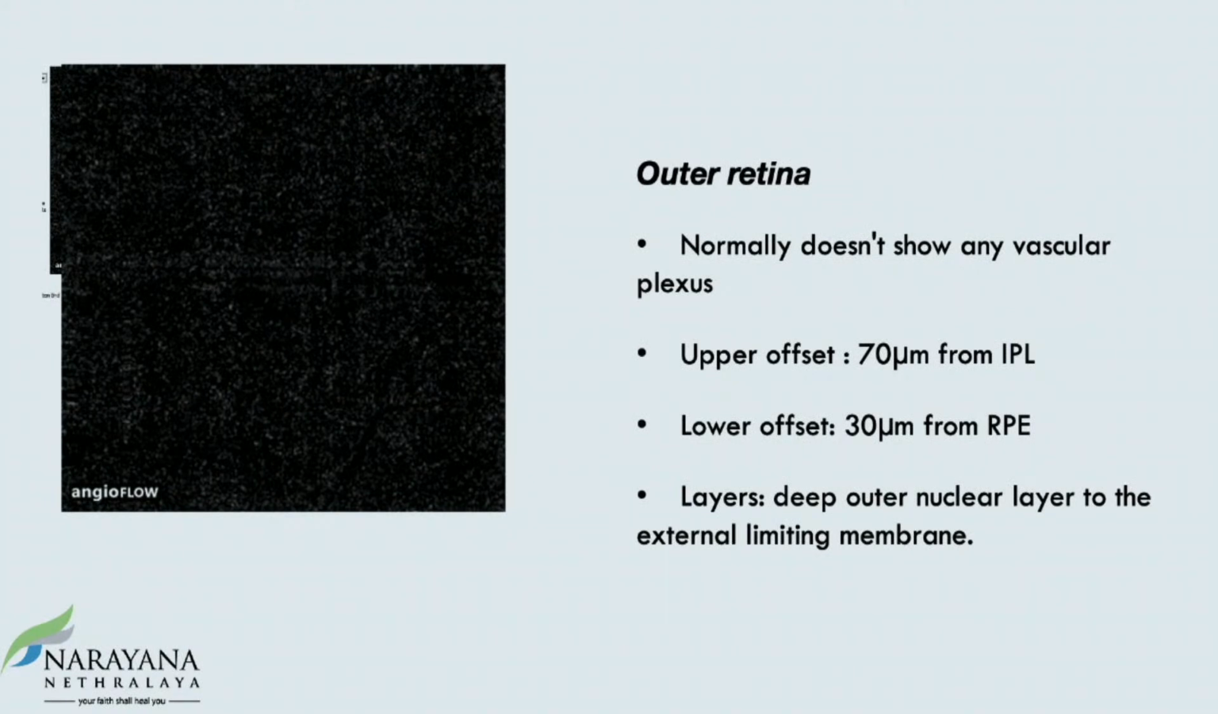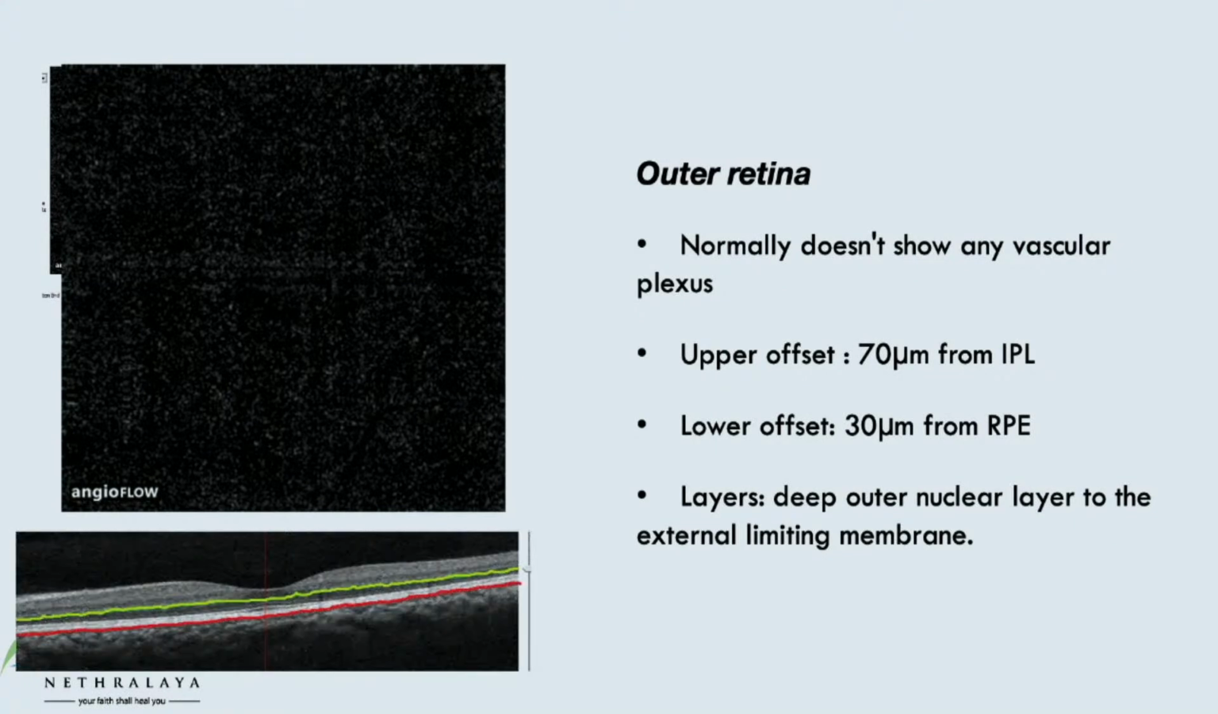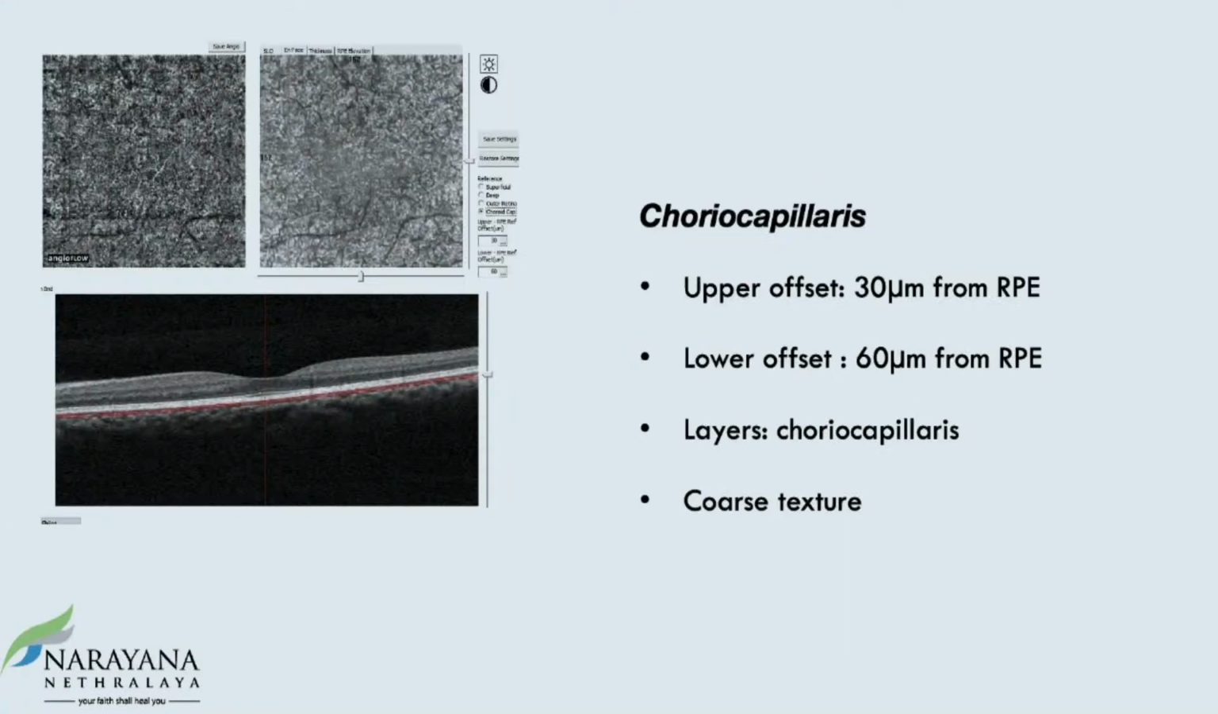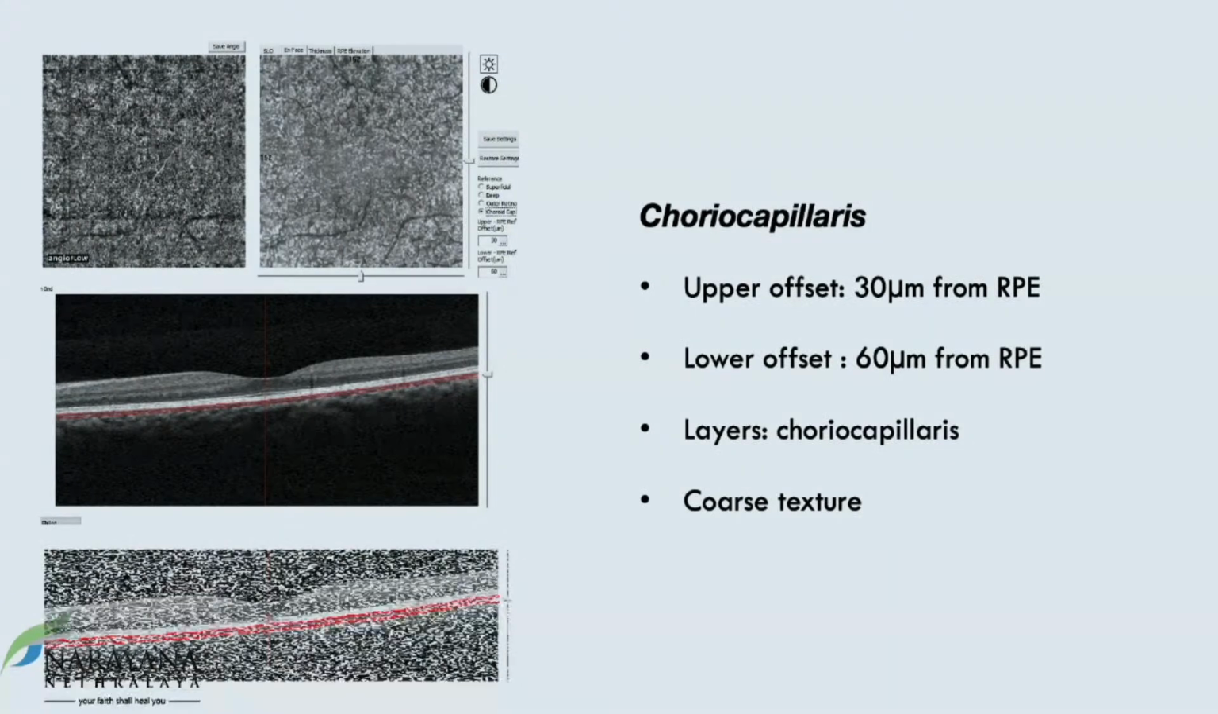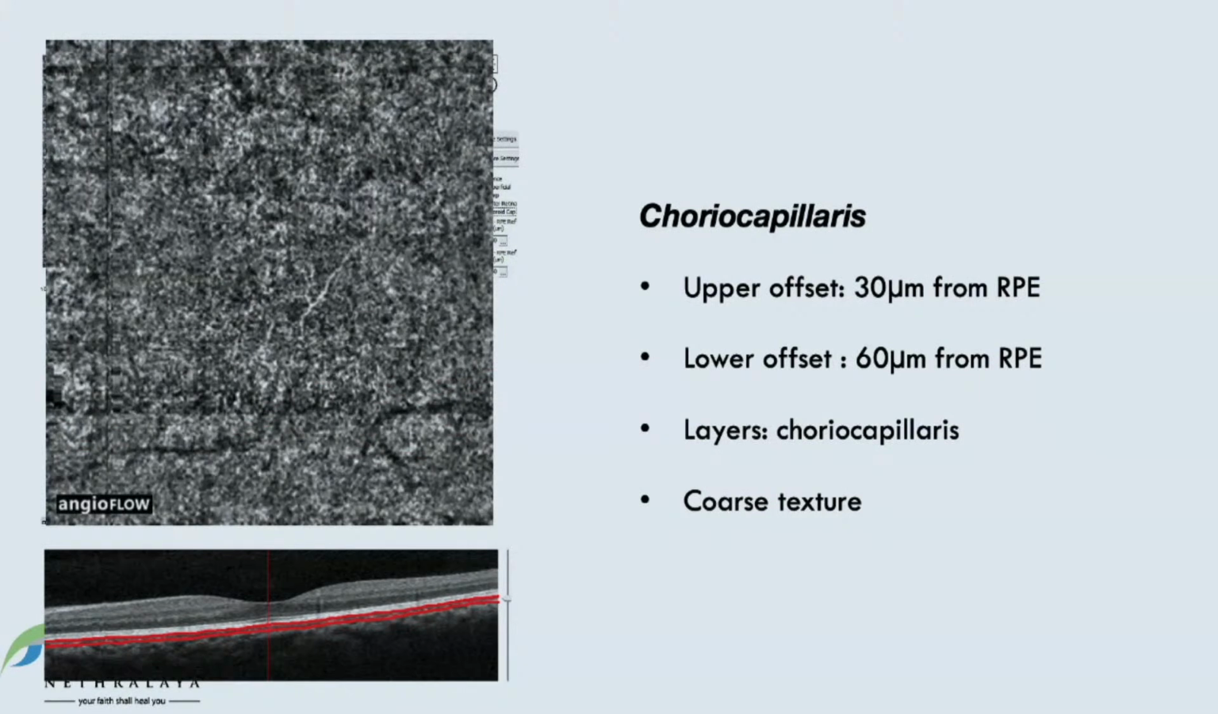And then you have the outer retina. Normally you do not see any vascular plexus at all. Here you see the deeper outer nuclear layer to the external limiting membrane. And lastly, you have the choriocapillary. So, this is what you will be focusing a lot when you see the CNVMs here. It has a very coarse structure, as you can see here, not too many blood vessels as you saw in the SCP and the DCP.